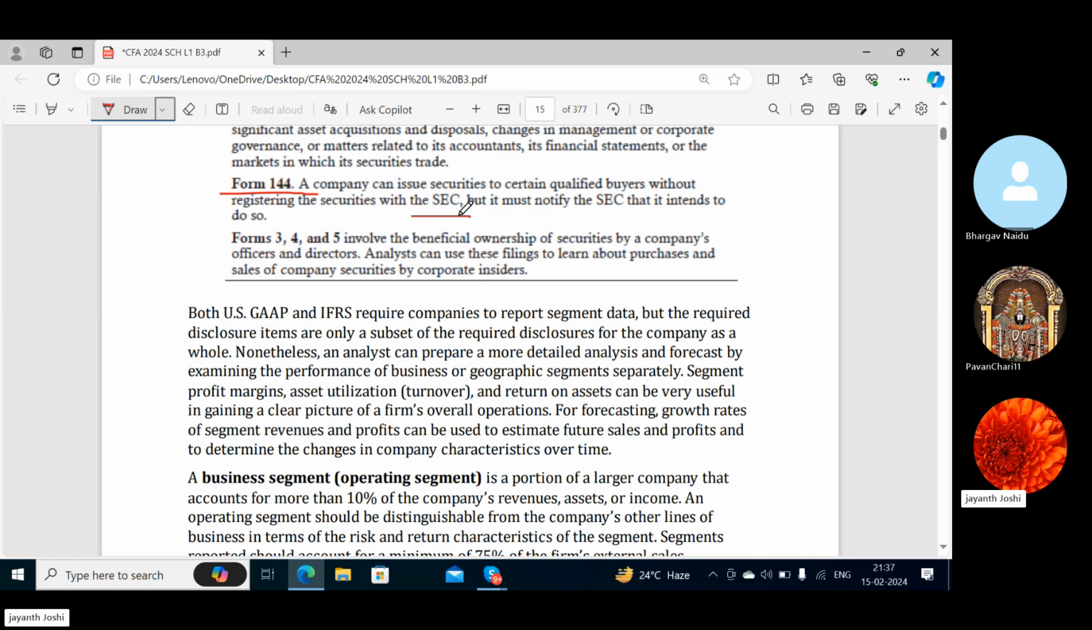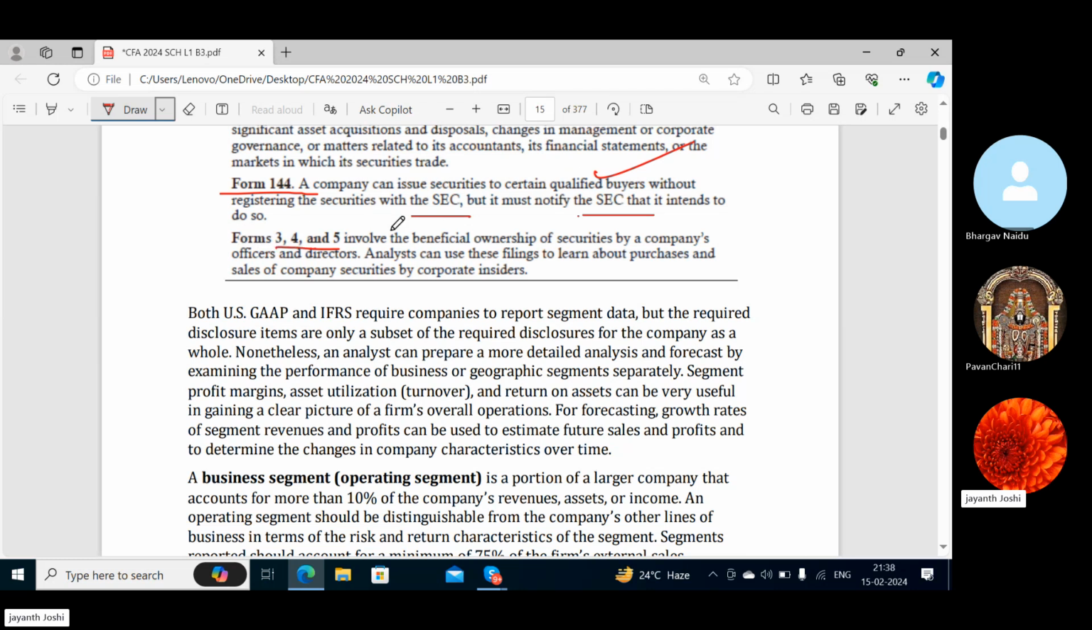Okay. So a company can issue securities to certain qualified buyers without registering the securities with the SEC, but it must notify the SEC that it intends to do so. Okay. So the company can issue securities to these people. For that they don't need to register, but they have to notify the SEC that they want to issue securities to qualified buyers or raise funds by issuing securities to qualified buyers.